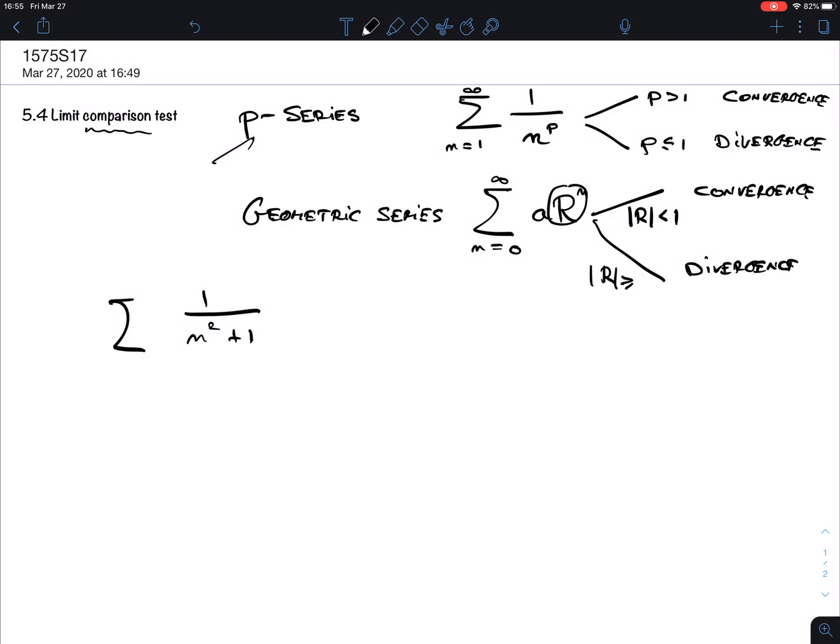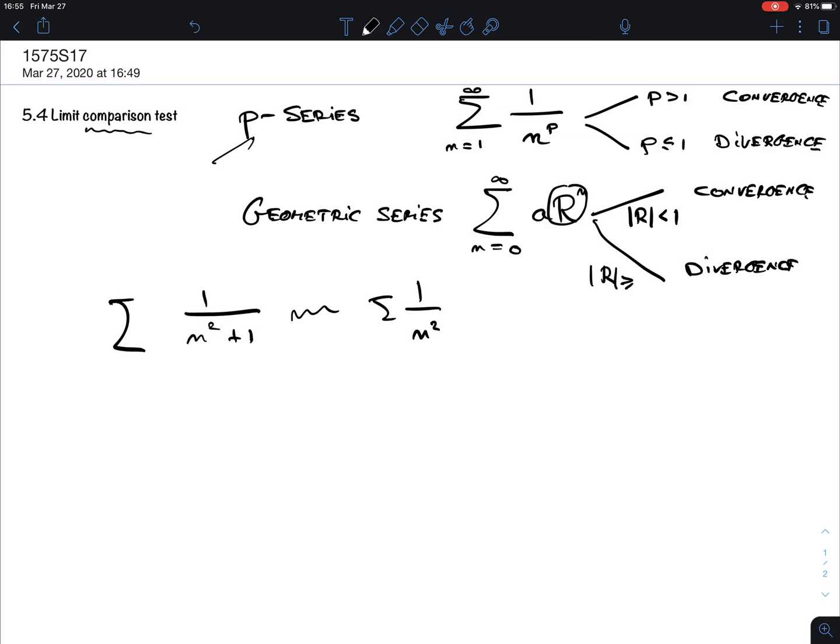Okay, what do we have? Well, if you think of n as a variable, it's clearly a polynomial in the denominator. But it's not the p series, because the p series would be 1 over n squared, just on its own. That's the restriction of the p series. So it looks like this, but it is not equal to that.